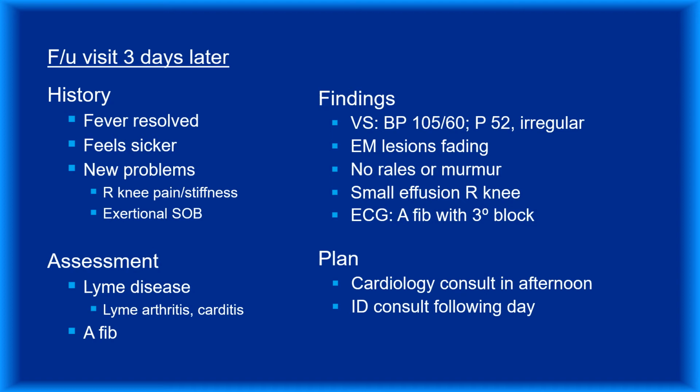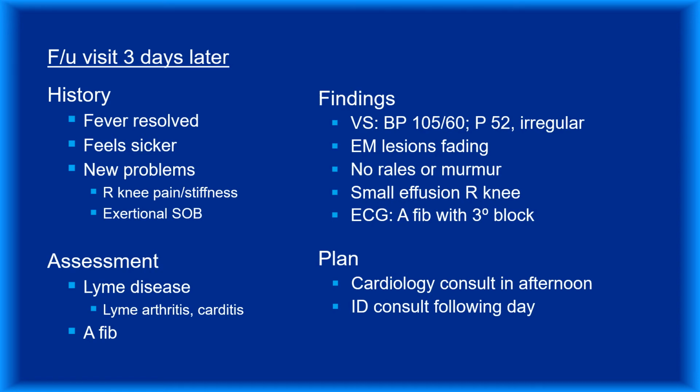Heart tones were normal and his lungs were clear. The right knee had a small effusion. ECG now showed atrial fibrillation with a third-degree block. His diagnoses now included the underlying Lyme disease, plus Lyme arthritis and Lyme carditis. The atrial fibrillation was still considered to be an unrelated problem.